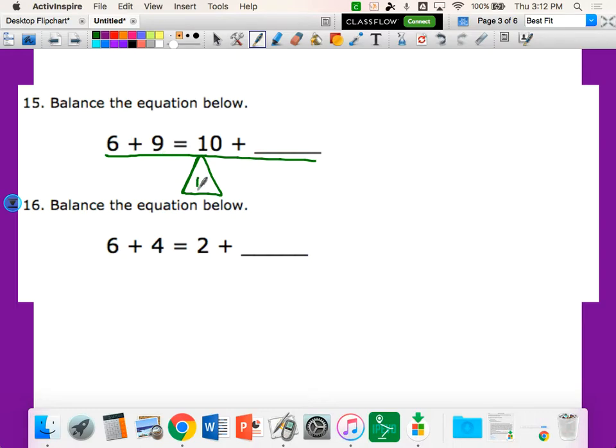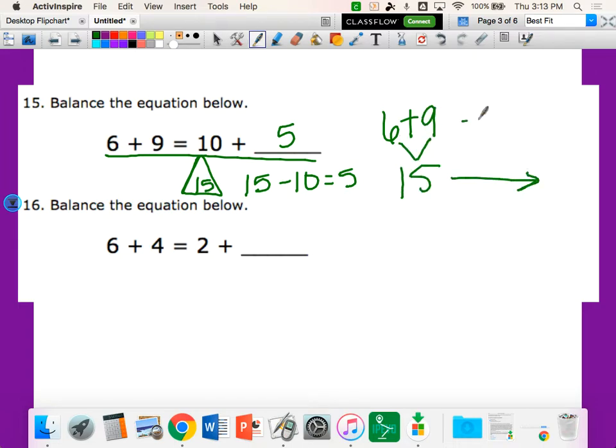So 6 plus 9 I know is equal to 15. Well, then 10 plus what is equal to 15? And again, they could rewrite it. So 15 minus 10 would equal 5. Okay, and on some of them I even rewrote it that 6 plus 9 equals 15. Well, then on this side, 10 plus what has to equal my 15 as well, and they were able to find that it equaled 5.